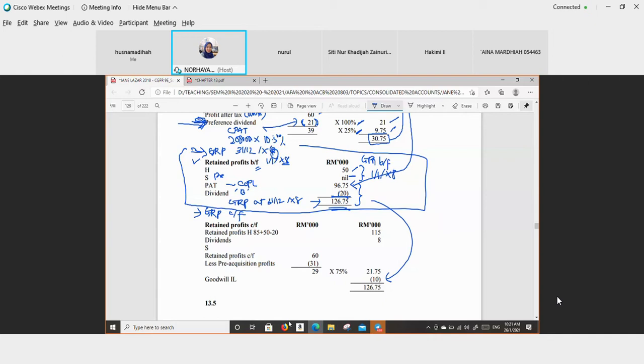Okay, because it normally comes together. Okay, changes of the equity. Okay, biasanya macam tu. So done 13.4, 13.1, 2, 3, 4, 13.5. I will give you the answer.